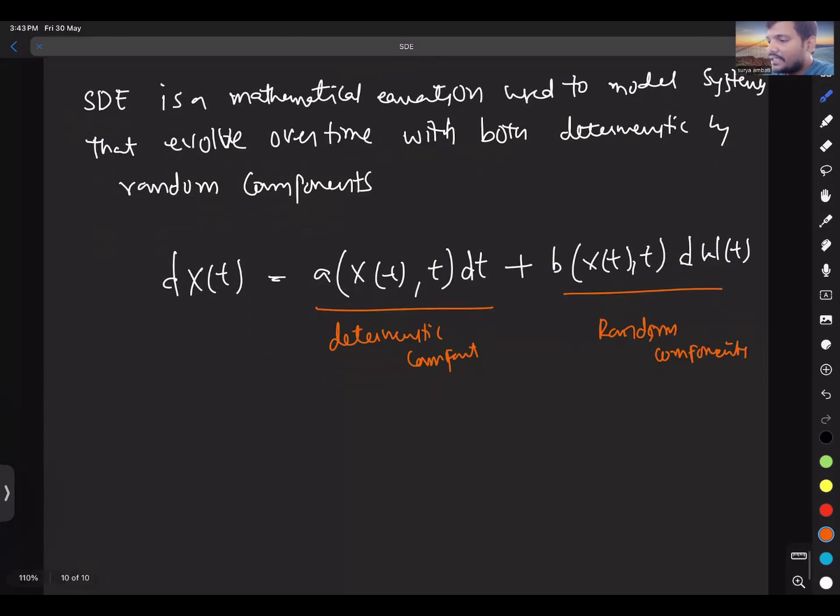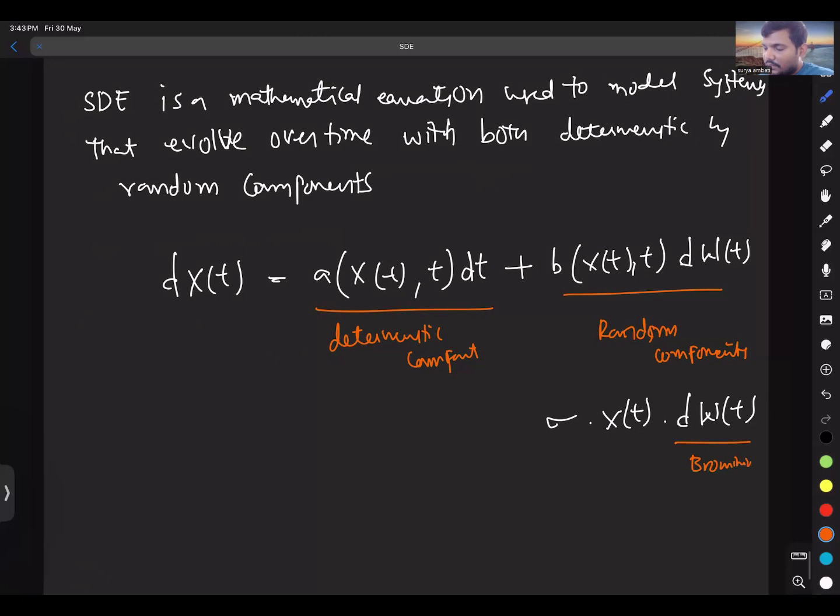In this random component, again, we have three subcomponents. Those are volatility, the quantity of change xt, and dWt. This dWt is called noise, and this is modeled by Brownian motion. This is where we see Brownian motion comes into the picture. This is the volatility, and this is the quantity of change that we are looking for. So these are the three subcomponents that we can find in the random component.